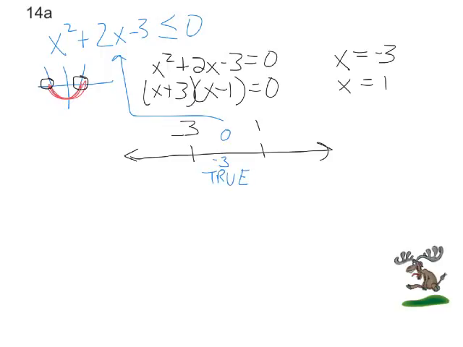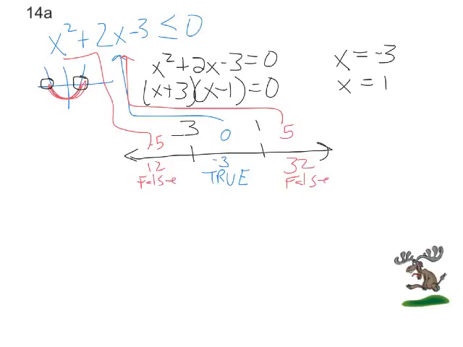If I test, we'll say 5 into the equation, we're going to get 25 plus 10 is 35, minus 3 is 32. So that is false. Similarly, we'll test negative 5, because that's below negative 3. And we get 25 minus 10 is 15, minus 3 is 12. And that's also greater than 0, so that's a false statement. So our only solution is between negative 3 and 1.